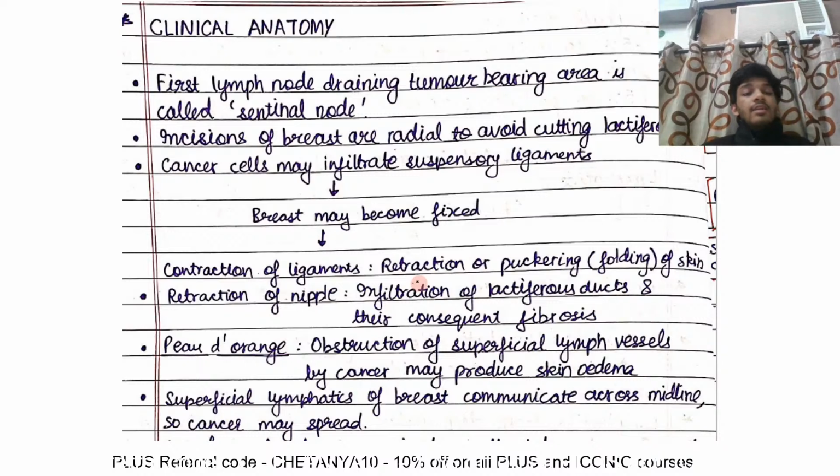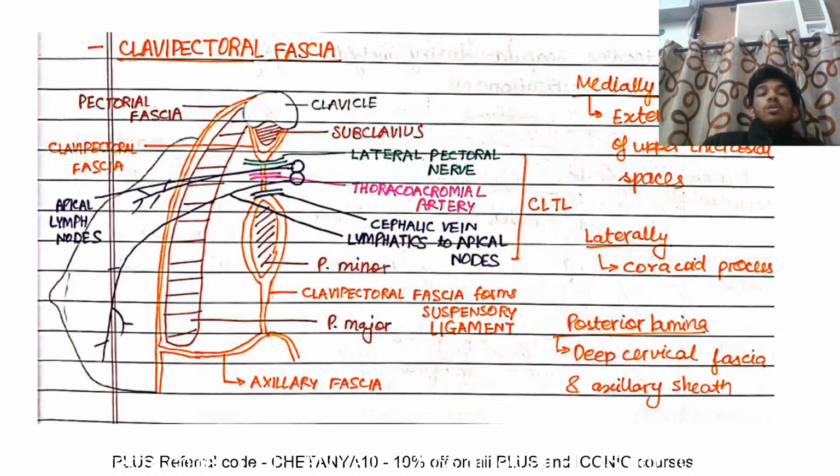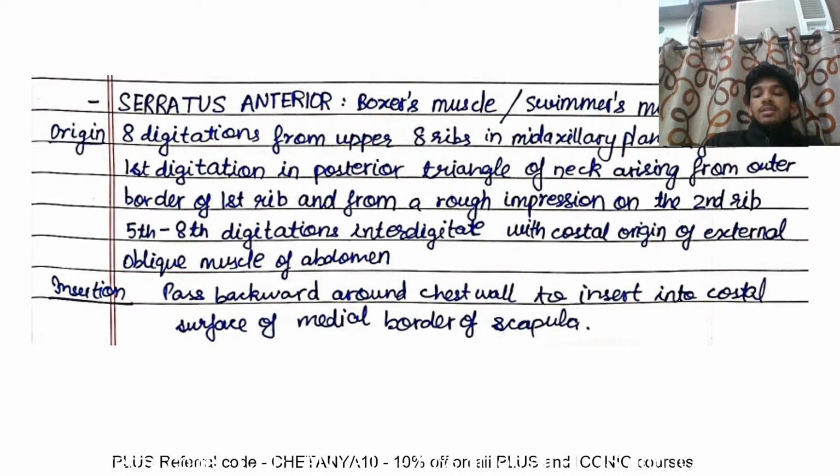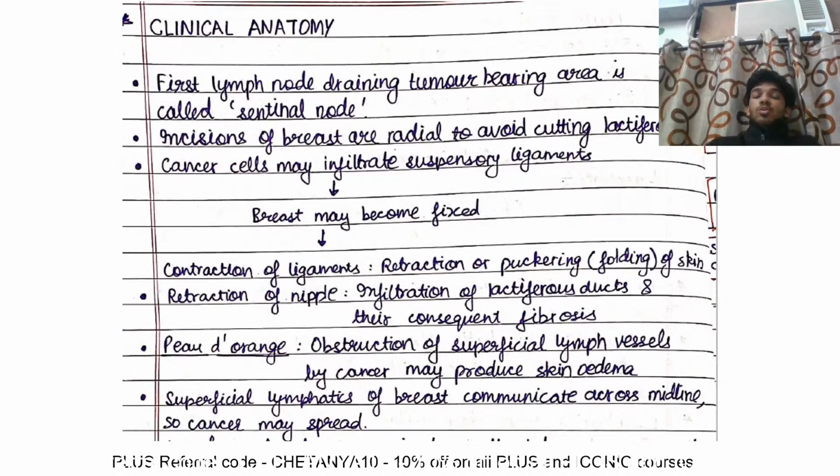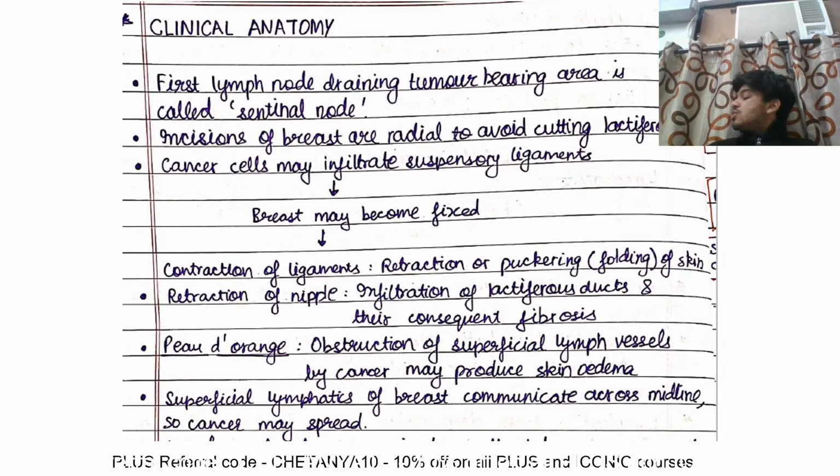Now I've come to the clinical anatomy of the breast. We are done with the theoretical part of the breast. Now we are going to focus somewhat on the clinical parts. We'll talk about the major muscles, then the clavipectoral fascia, and then we'll end the class. Let's try to end the class by 7:15, which will be around a 1 hour 15 minute class, a decent amount of time.